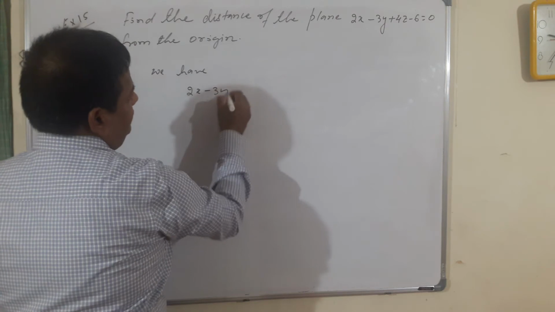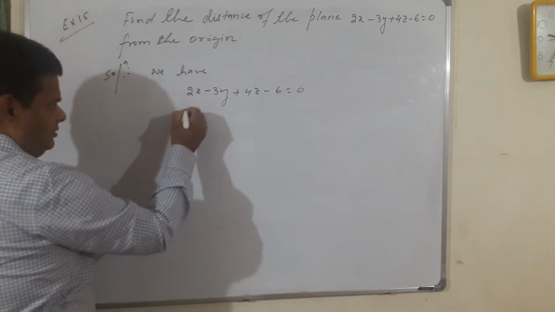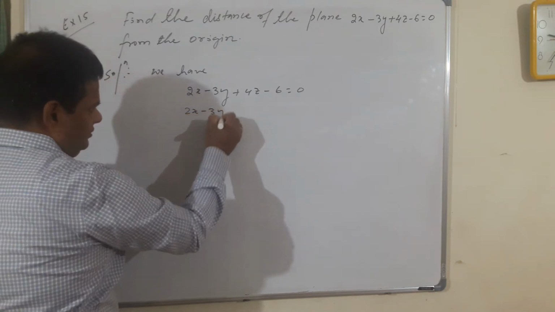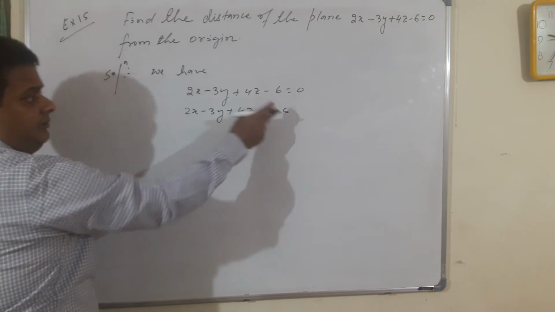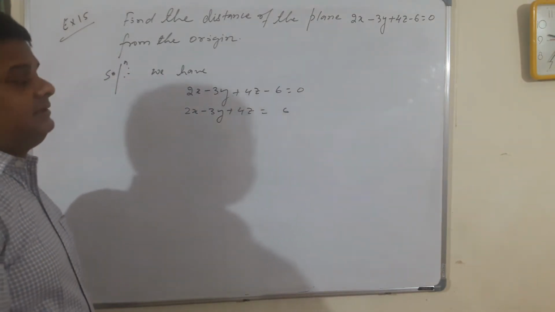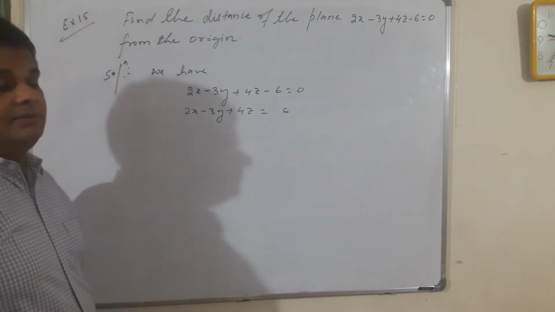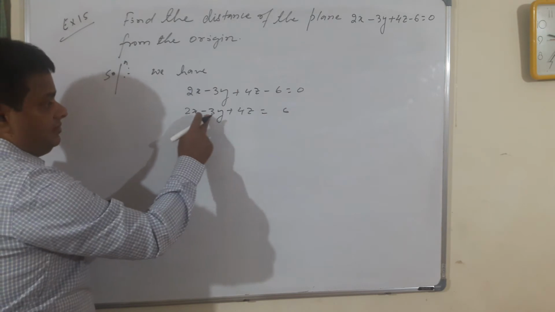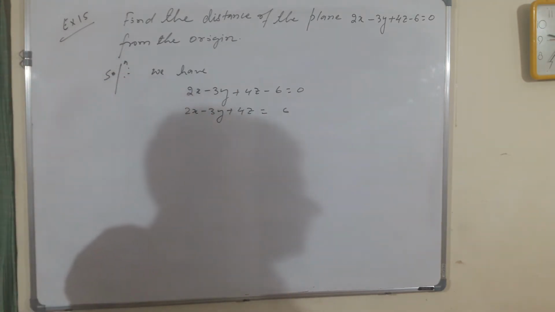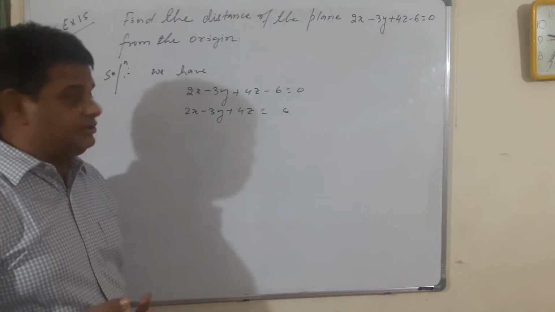We have 2x minus 3y plus 4z minus 6 equal to 0. So 2x minus 3y plus 4z is equal to 6. Here 6 is positive. If it is not positive, then you have to make it positive by multiplying by a sign. But here it is already positive. So 2, minus 3 and 4 are the direction ratios.